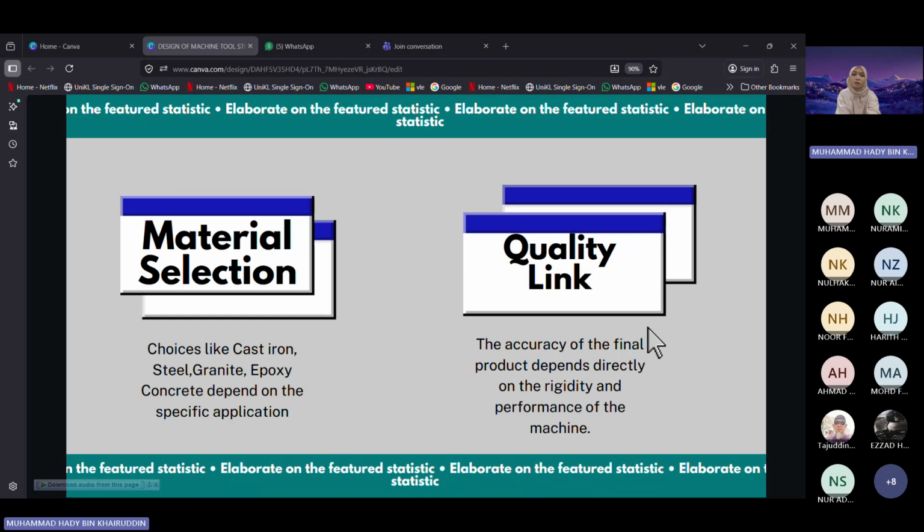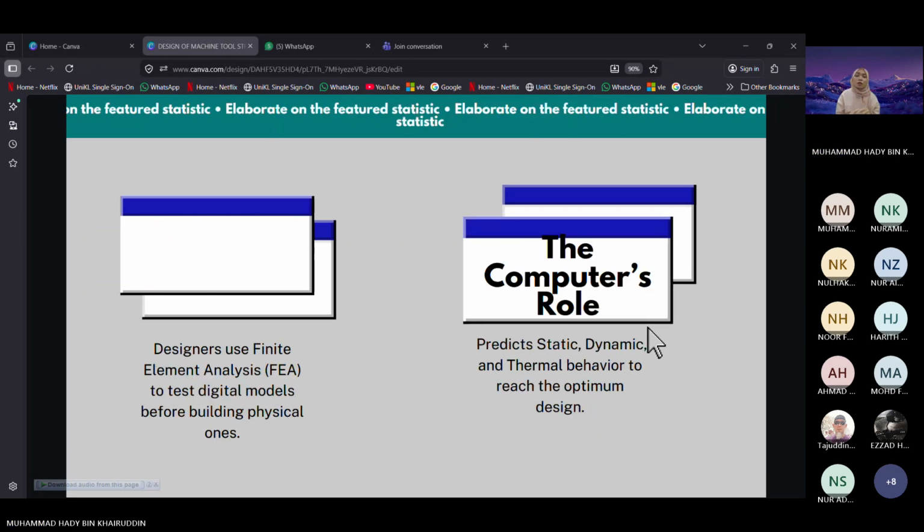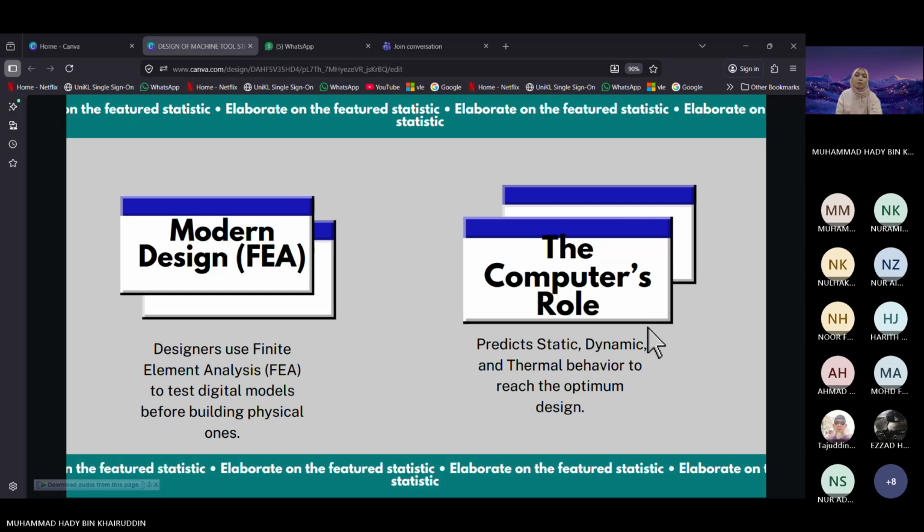To ensure high quality parts, we must choose the right materials, whether that's traditional cast iron or modern epoxy concrete. Today, we don't just guess if a design will work. We use finite element analysis, FEA. This allows us to use computers to predict how the machine will handle heat, movement, and heavy loads before we even start manufacturing. This ensures we get the most accurate and stable design possible.